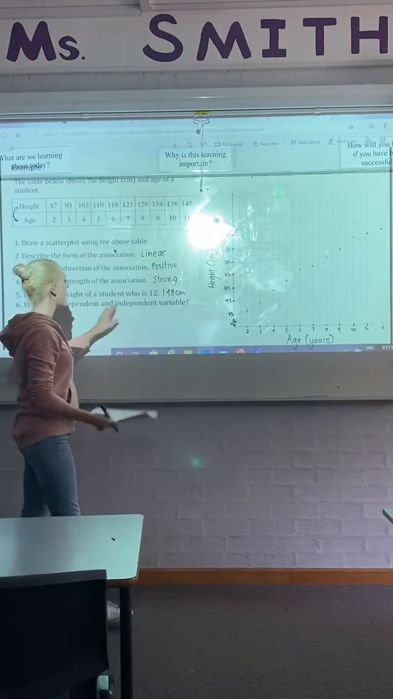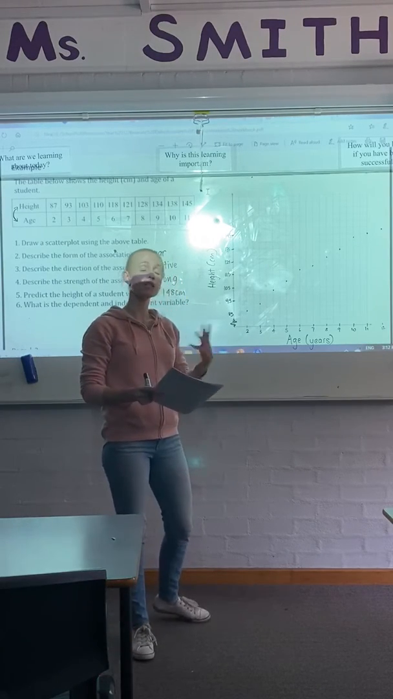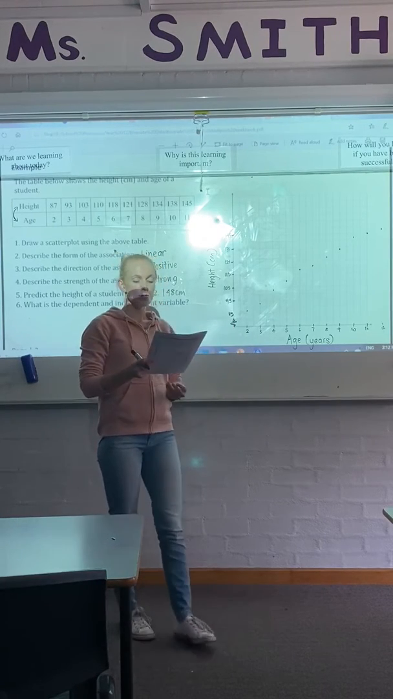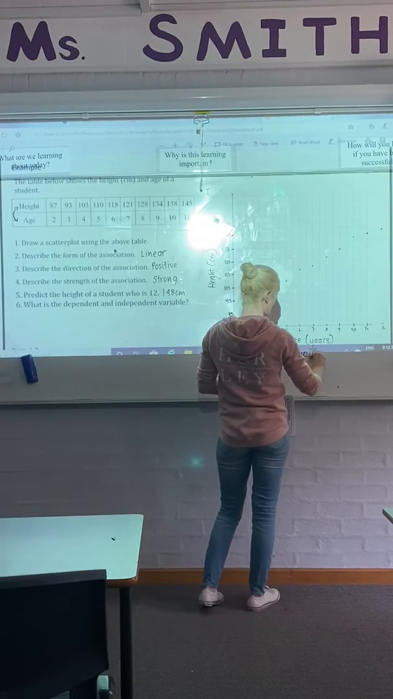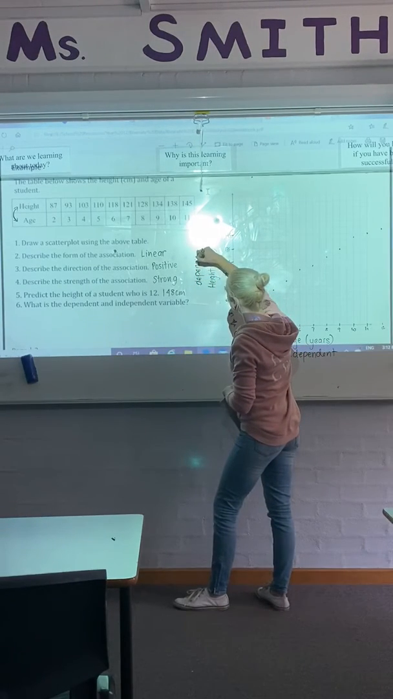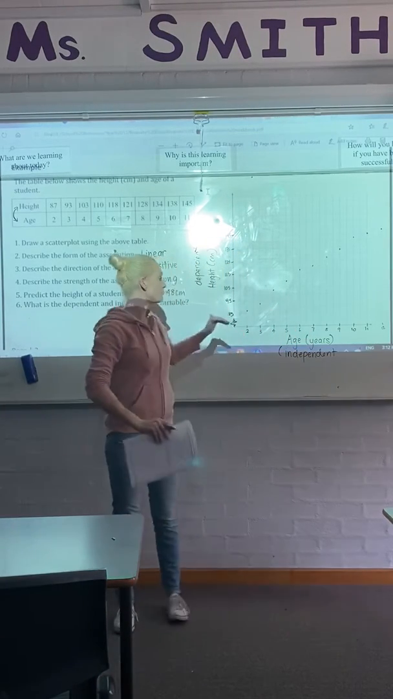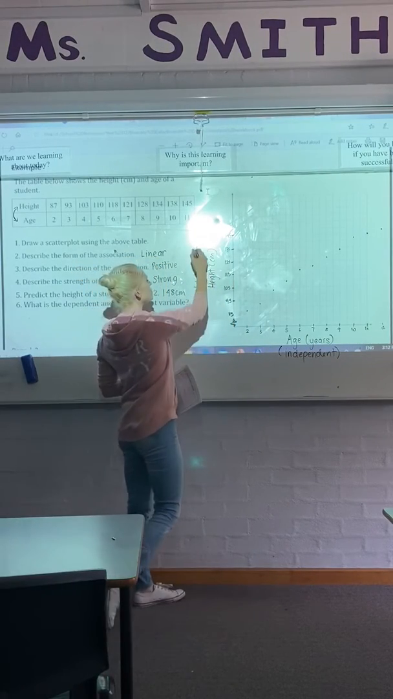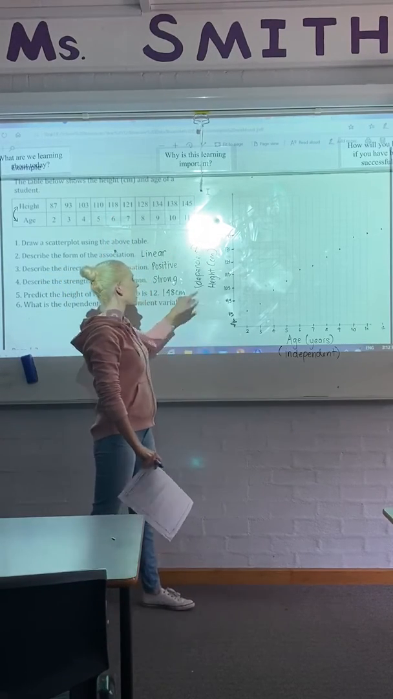Number 6, what is the dependent and independent variable? You have two variables. One is described as being independent and one is dependent. The independent variable is always represented on the x-axis. Dependent is always on the y-axis. We can see from our graph, age is independent, and height is dependent. Now the question is why? Why did I change my order up here so that age was independent and height was dependent?